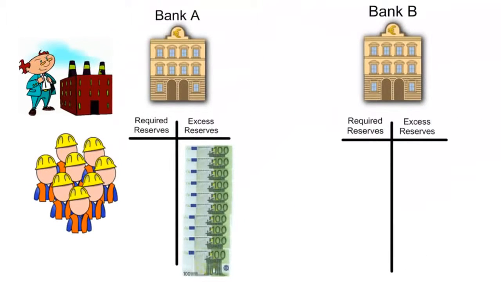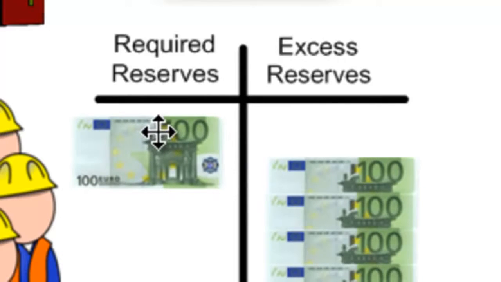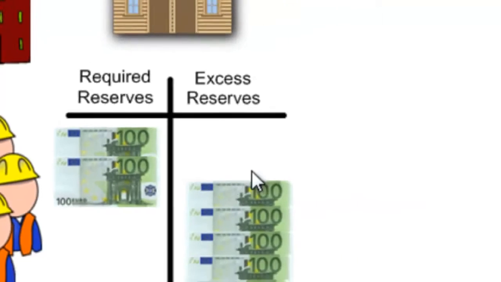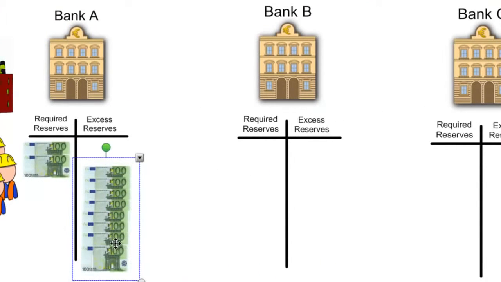So we have 1,000 euros that has been deposited from the workers earning the money due to the production of the goods in this factory. Of this 1,000 euros, 200 euros must be kept on reserve at the bank. So we'll move 200 euros over here. Now this leaves 800 euros, which this commercial bank has in its excess reserves.